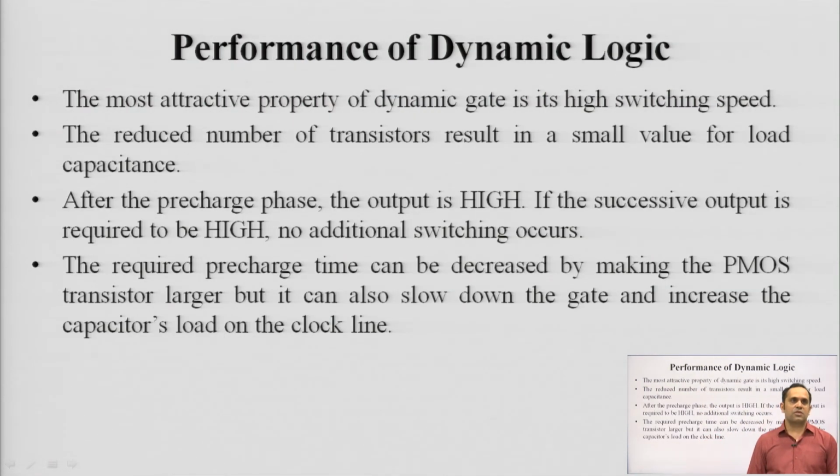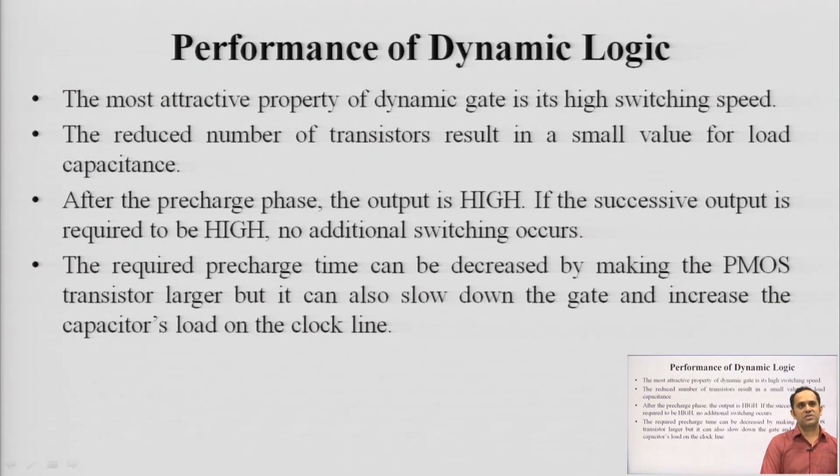The performance of dynamic logic: the most attractive property of a dynamic gate is its high switching speed. The reduced number of transistors results in a small value for load capacitance. After the pre-charge phase, the output is high. If the successive output is required to be high, no additional switching occurs. This I have already explained.